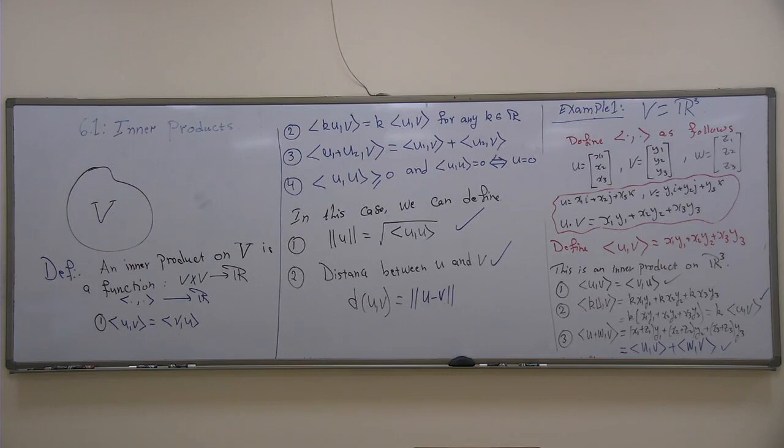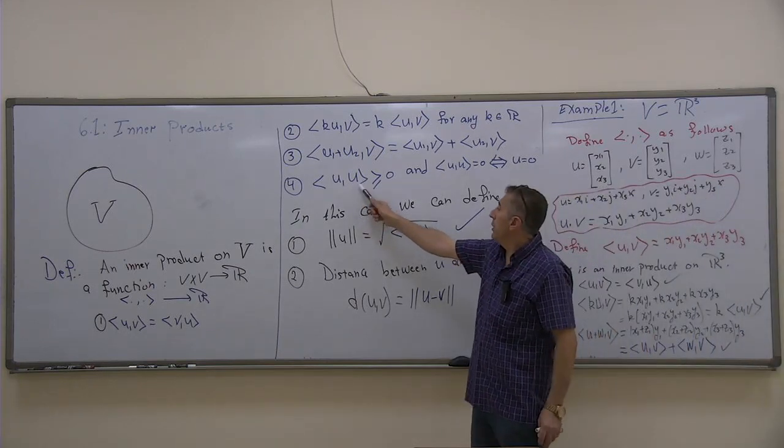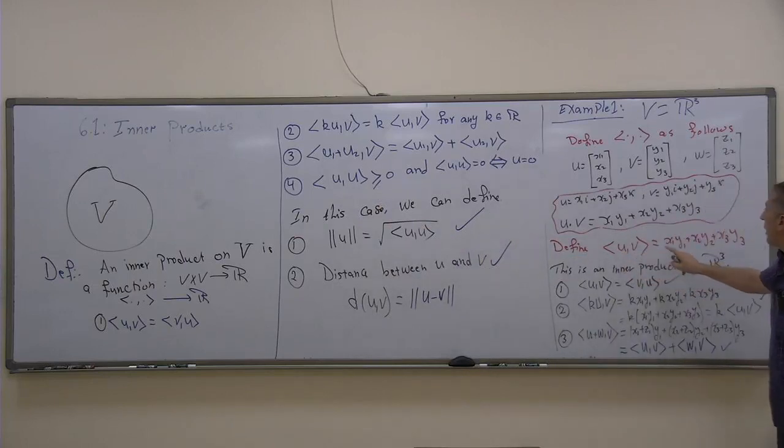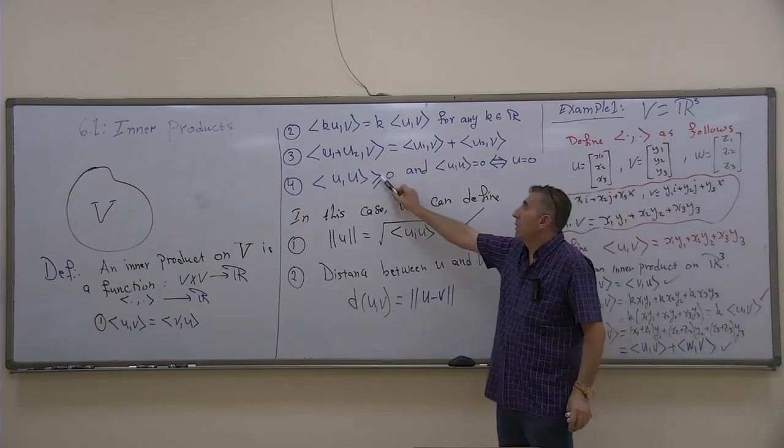What about the fourth condition? Well, the fourth condition is very easy to see. Look, U, U. So when you do U, U, what do you get? You get X1 X1, that is X1 squared. You get here X2 squared, and here you get X3 squared. Correct? Something squared, something squared, something squared, you add them, what do you get? For sure you get something larger than or equal to 0.